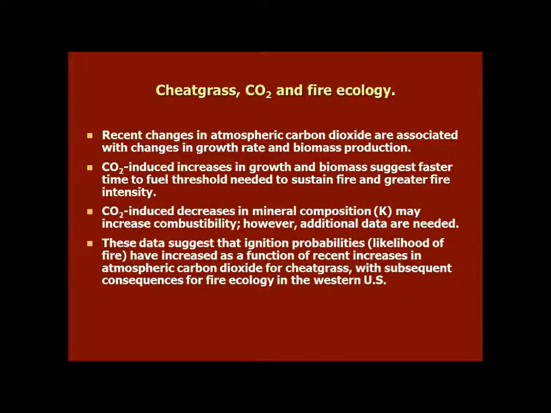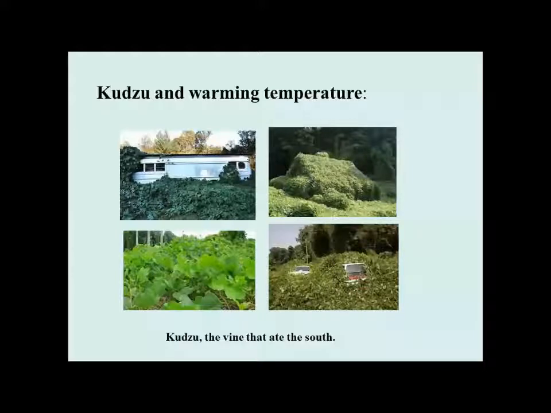So, ignition probabilities, a lot of very fancy science words, but basically, we think there's a link. We'd like to find out more. Kudzu, one of my favorite all-time weeds, and warming temperature. Kudzu is referred to as the vine that ate the South, the Confederacy's revenge, a vegetative form of cancer. There are all kinds of different epithets for kudzu.